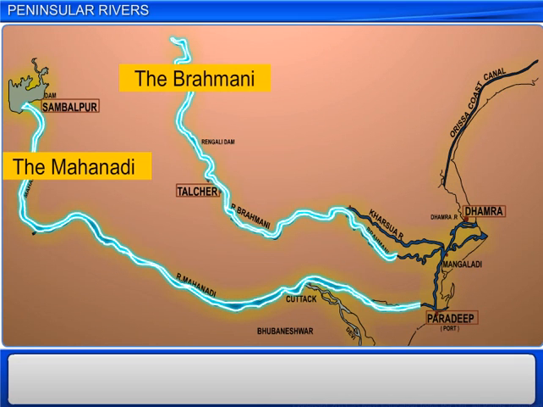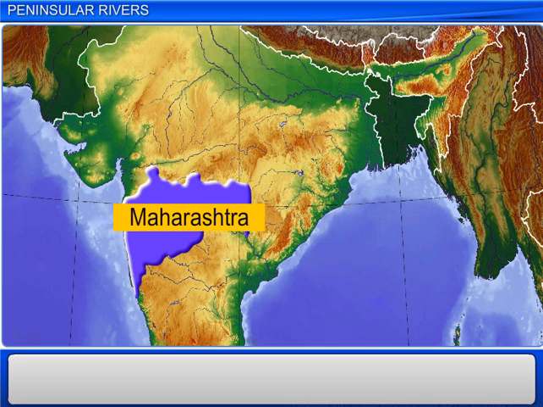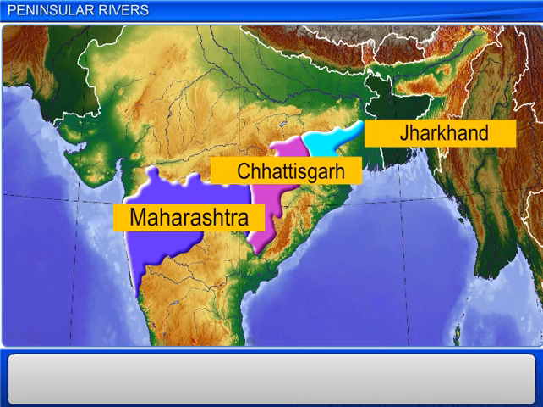Together they form one of the largest deltas in India at Paradeep. The biggest tributary of the Mahanadi is the Shivanath River. The drainage basin of the Mahanadi spans over parts of Maharashtra, Chhattisgarh, Jharkhand, and Orissa.